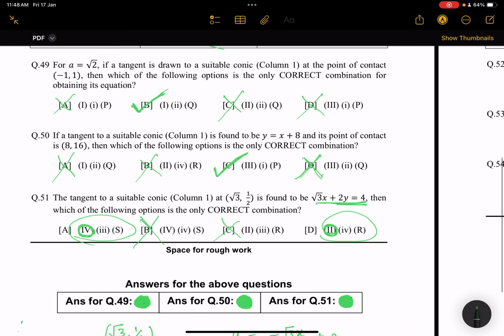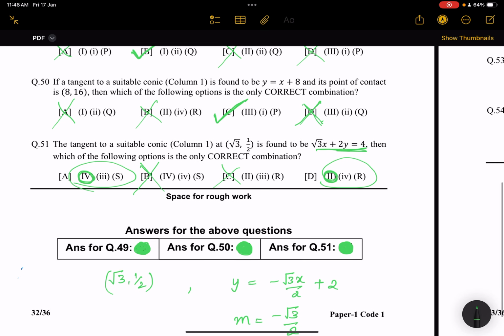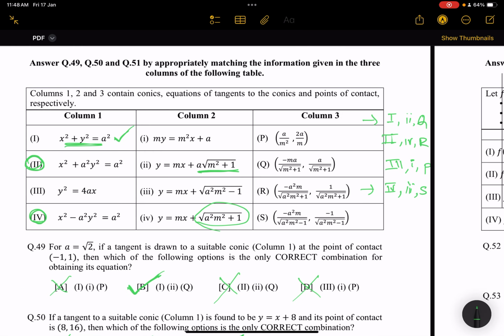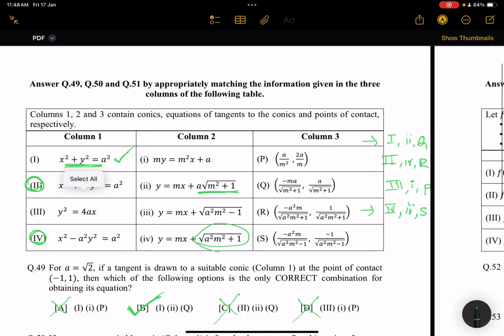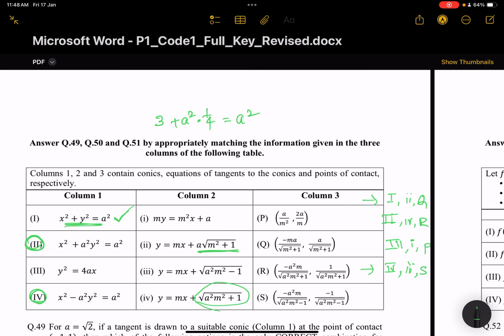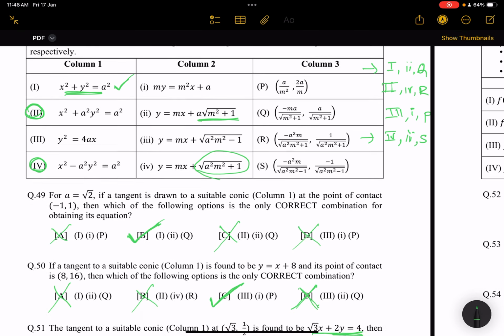So let us assume it is an ellipse. So if it is an ellipse, this point of contact should lie on the ellipse. So let us substitute here. Root 3 whole square is 3 plus a square into 2 square is 4 is equal to 1 by 2 whole square is 1 by 4. So we are substituting root 3 and 1 by 2. So this is 3 is equal to a square times 3 upon 4. So a square is equal to 4. From the point of contact, we got a square is equal to 4.